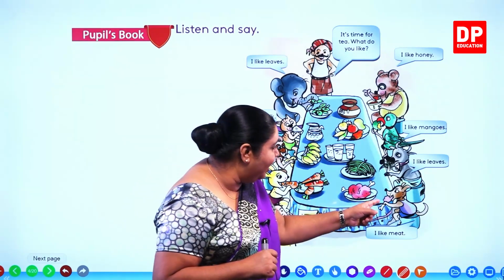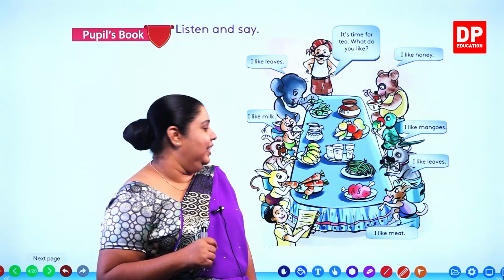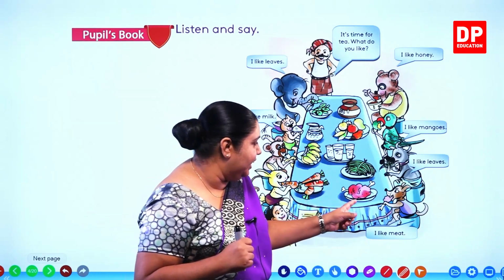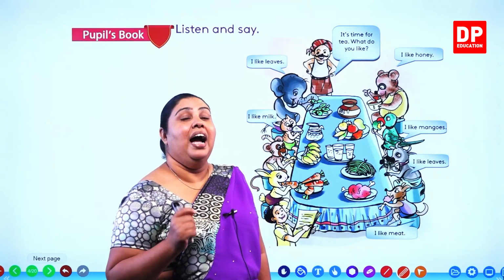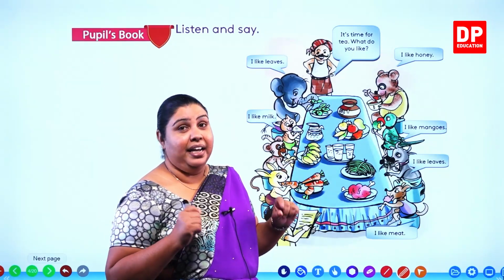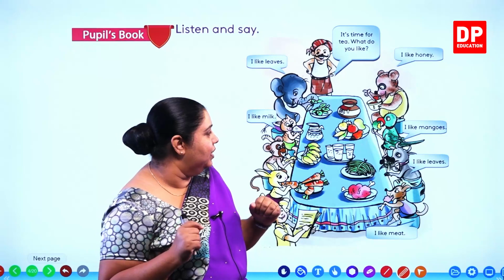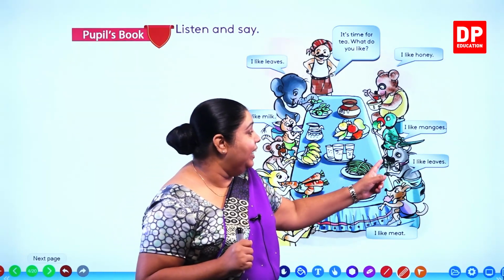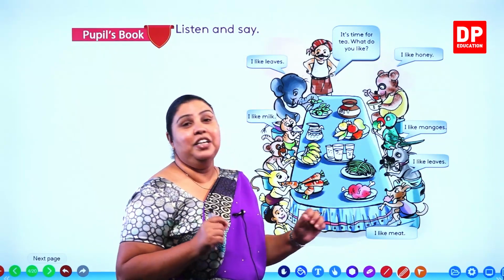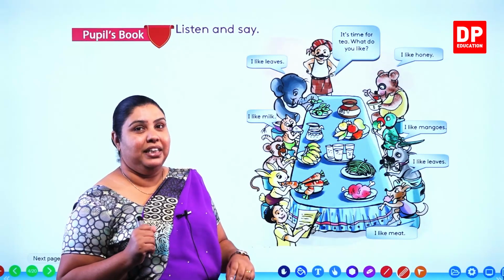Next, we have our little friend over here. It's the dog. The dog likes to eat meat. Can you see? He's eating meat over here. I like meat. Now the bear said, I like honey. Then the parrot said, I like mangoes. The cow said, I like leaves. And our dog says, I like meat. Dogs like to eat meat, don't they?